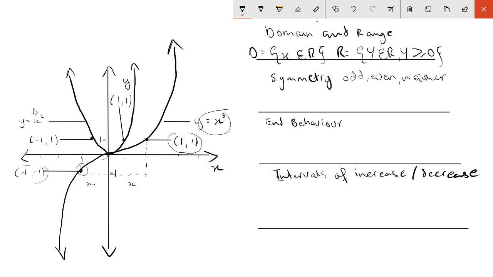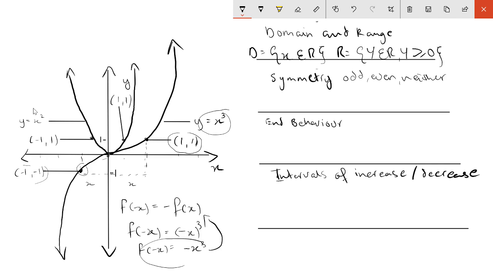Algebraically we can show this as f at negative x is equal to negative f at x. And that makes sense because if we do this for the function y equals x cubed, if we plug in, f at negative x equals negative x cubed, and so f at negative x is equal to negative f at x. So that means this function is odd.